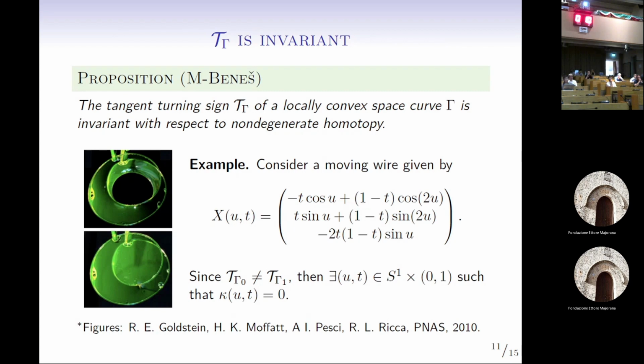So just to again show what this says, I will use the nice example from Renzo of a curve that's initially just a circle, and then by the time t gets to 1, we get a sort of double cover, a double circle. In the initial curve and the final curve, at time t equals 0 and t equals 1, we have different tangent turning signs. So this means that there must be some intermediate point where the curvature vanishes.